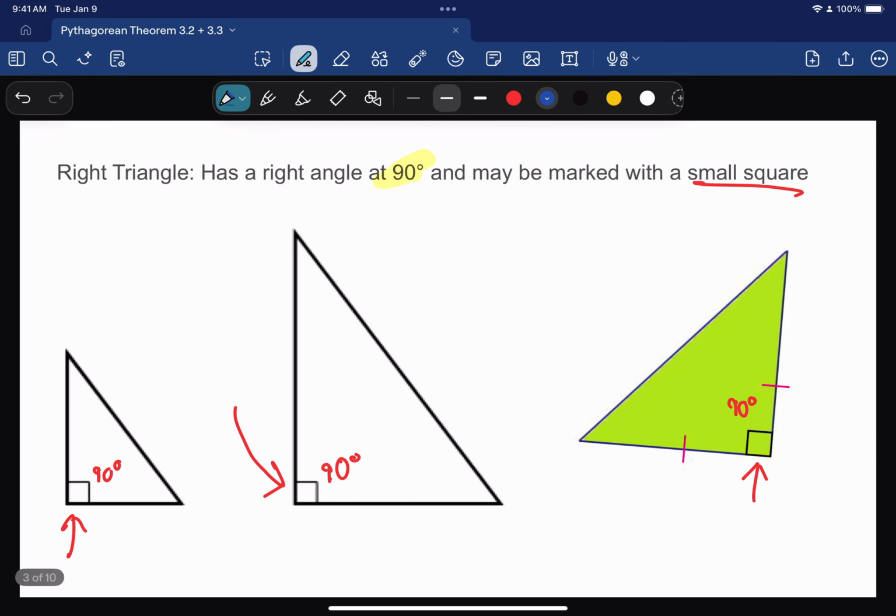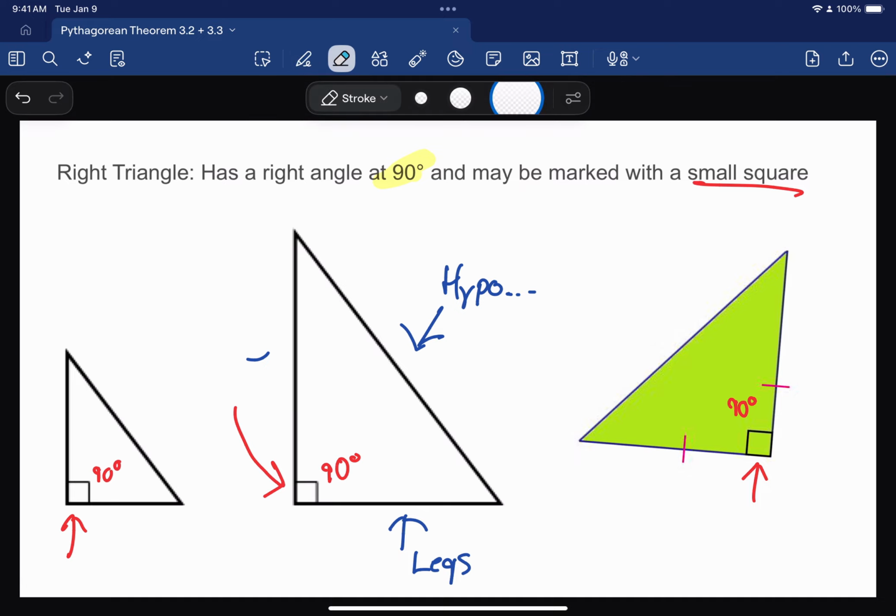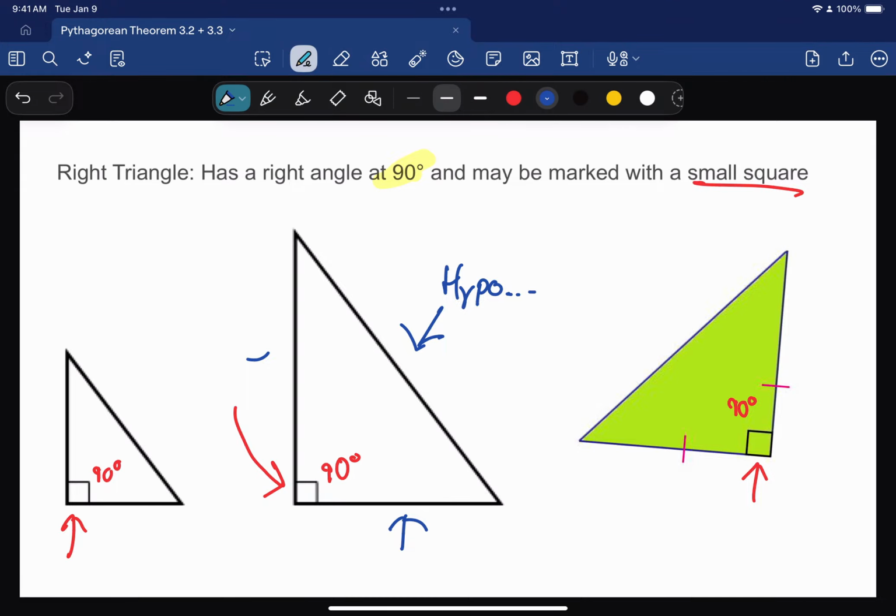So if we were to look at these triangles again, we would have the hypotenuse here. And these two would be legs. Well, I guess leg and leg. So that's the deal there. So that'd be one leg and another leg. And that is how we label triangles and their side lengths.